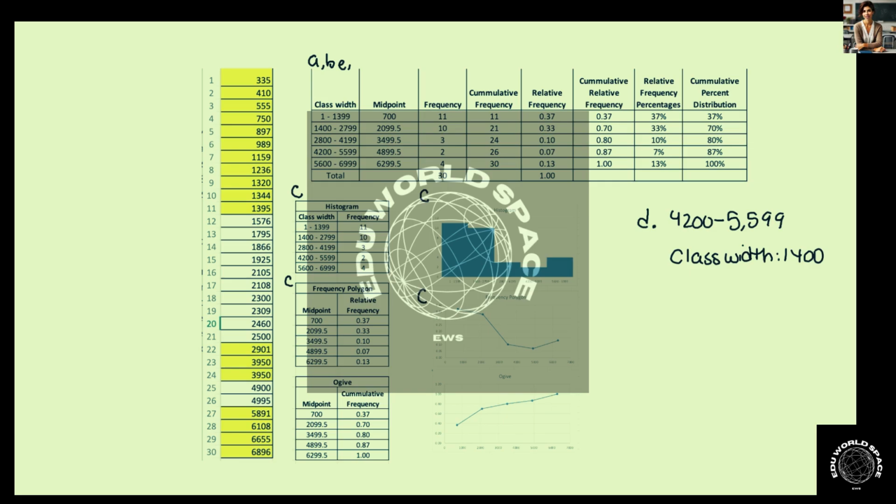Then it says to construct the ogive. So here is the ogive right here, and then the ogive. So this is F and F.